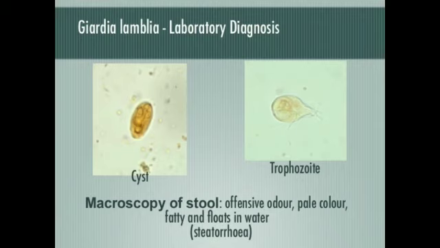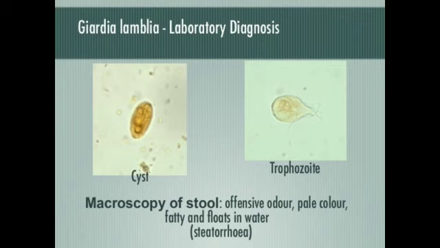For the stool examination, giardiasis can be diagnosed by identification of cysts of Giardia Lamblia in formed stools and the trophozoites and cysts of the parasite in diarrheal stools. On macroscopic examination, or the physical appearance, the stool sample containing Giardia Lamblia may have an offensive odor, be pale in color, and fat will be present, and it will float in water. That is the macroscopic examination of the stool sample.